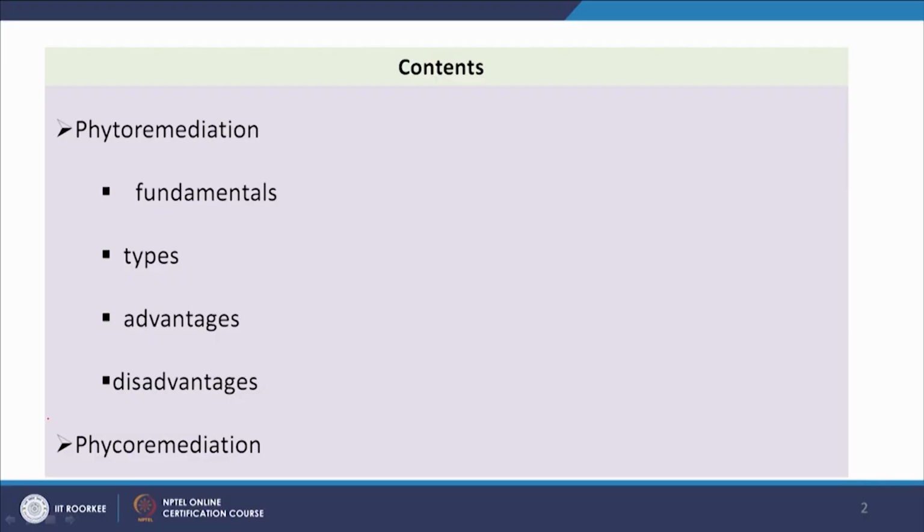Hello everyone. Now we will discuss the topic advanced secondary processes part 2, and in this class we will discuss phytoremediation: some fundamentals, types, advantages and disadvantages.